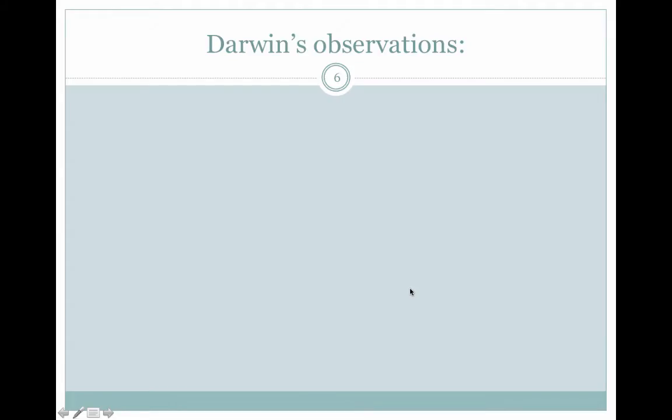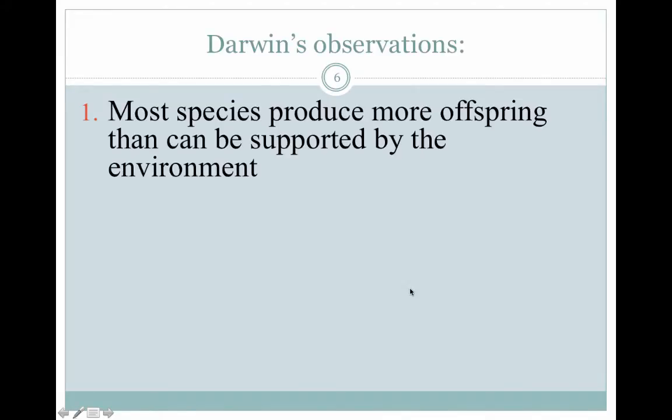Okay, Darwin's observations. This is not one of your questions, but this will lead you to one of your questions, which is the basic premises of natural selection. As a matter of fact, go ahead and turn to table 5.1 on page 114 of your book. Go ahead and do that. I'll wait. And you're back.